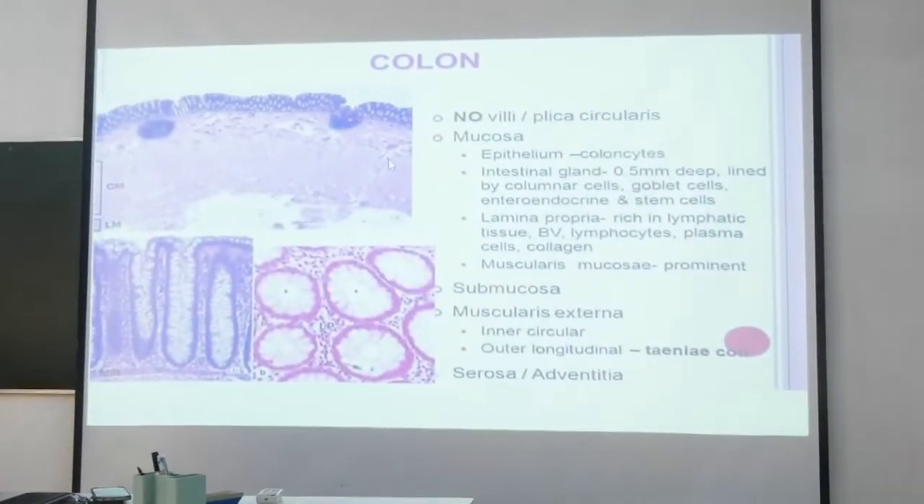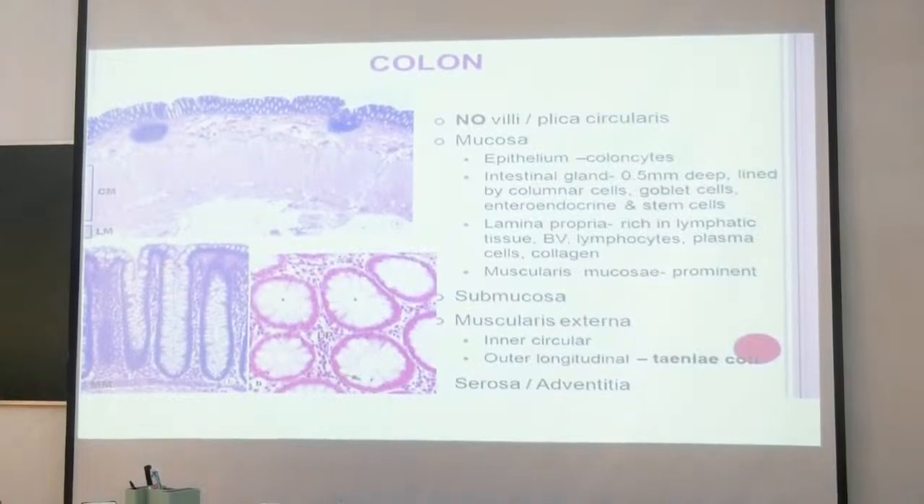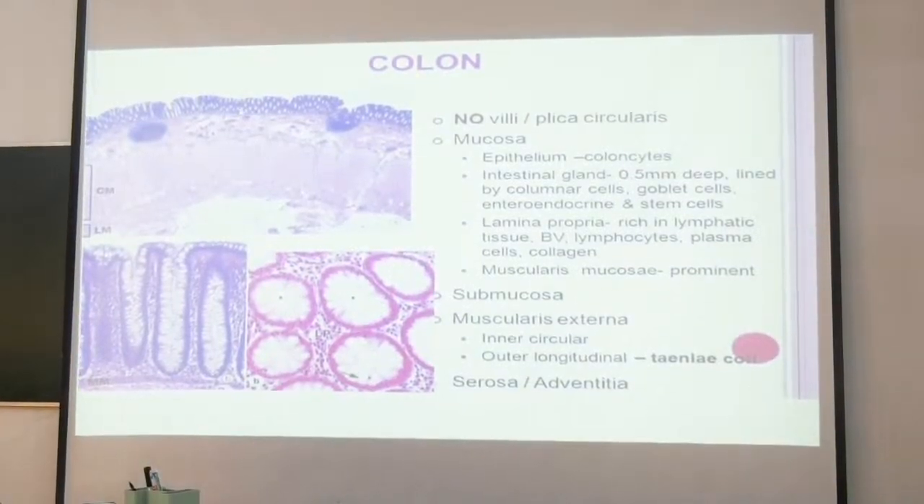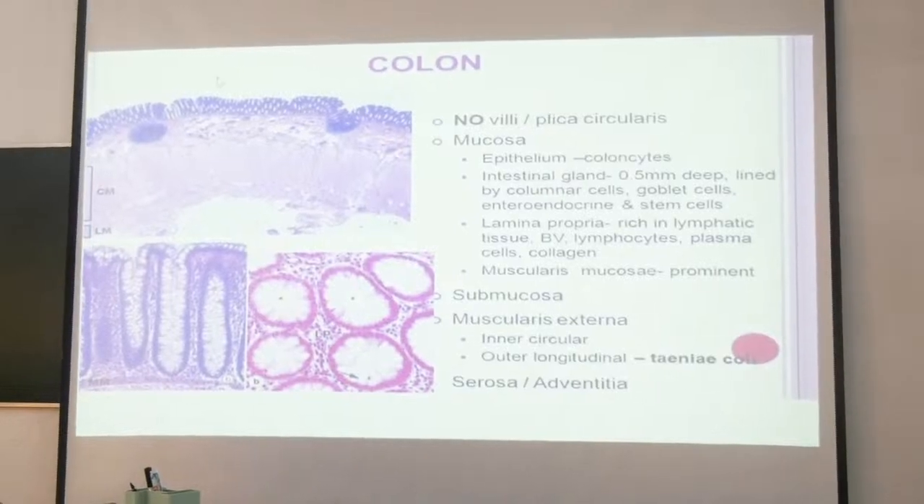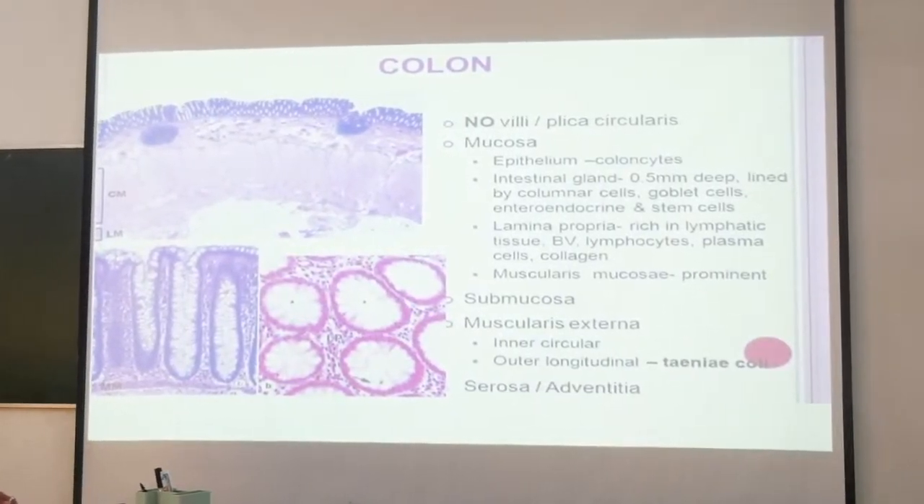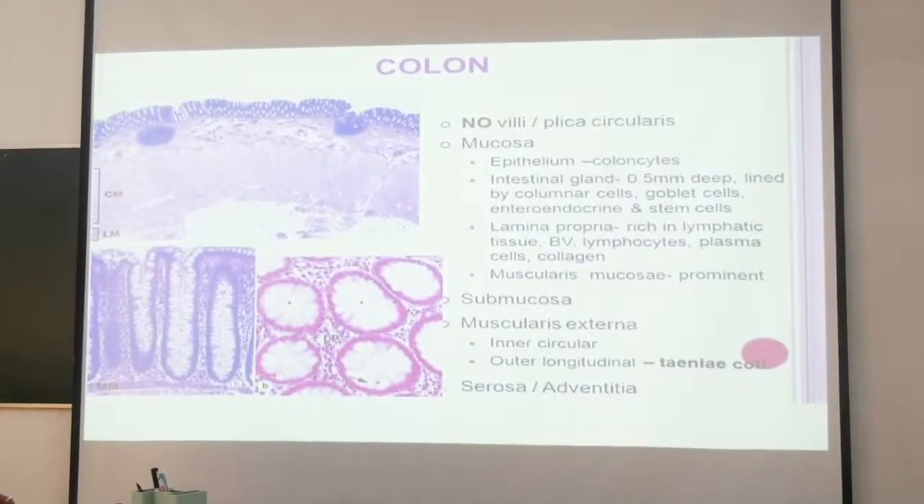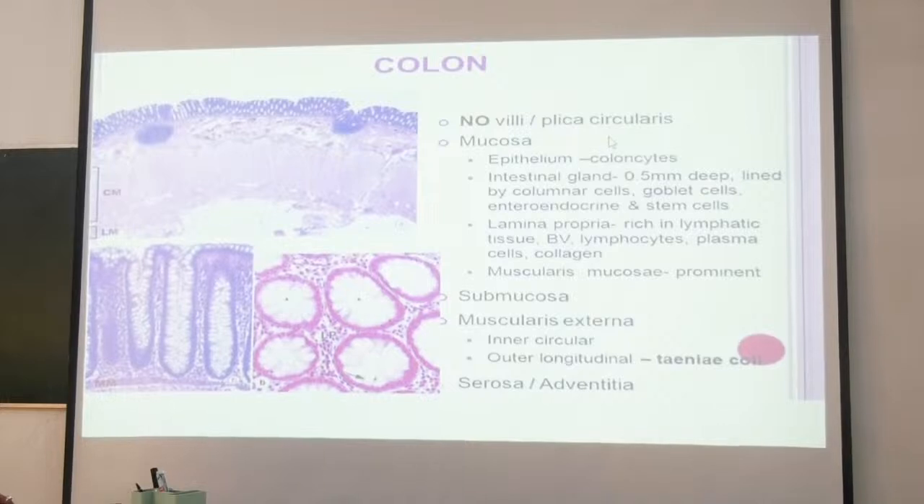Okay, so how should we take the large intestine cross section? Just longitudinally, right? So what is this layer? This is the epithelium, right? So what type of epithelium will be in the epithelium? Simple columnar. Okay, and other than that you could find there is no villi or plica circularis.